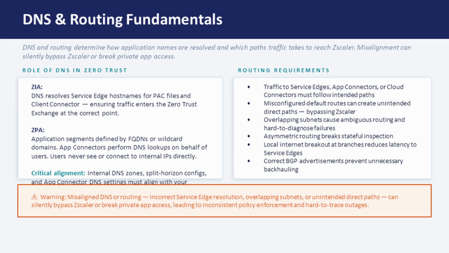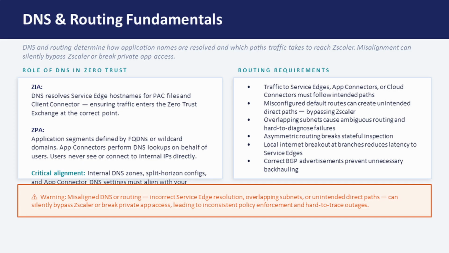Second, from a device on the branch network, run a DNS resolution test against a Zscaler Service Edge hostname and confirm it returns a valid address. From an App Connector, resolve an internal application FQDN and confirm it returns the correct private IP.